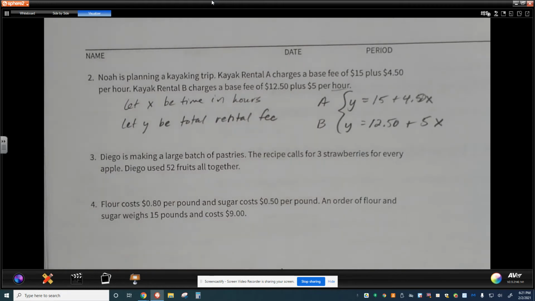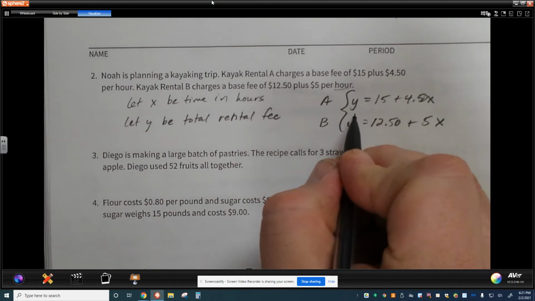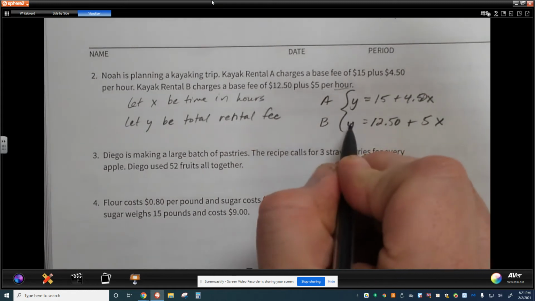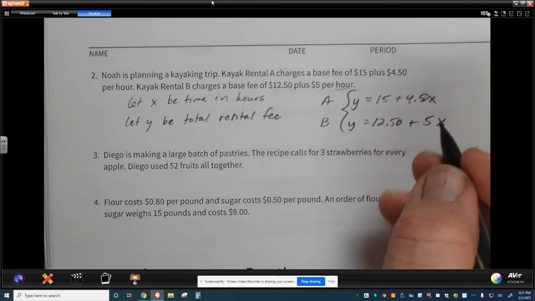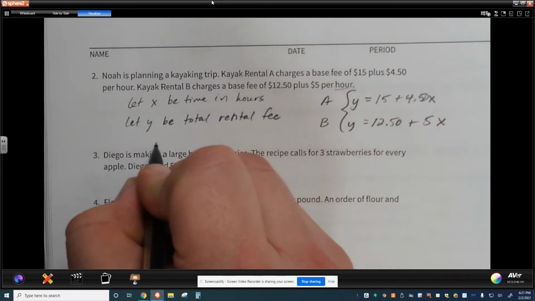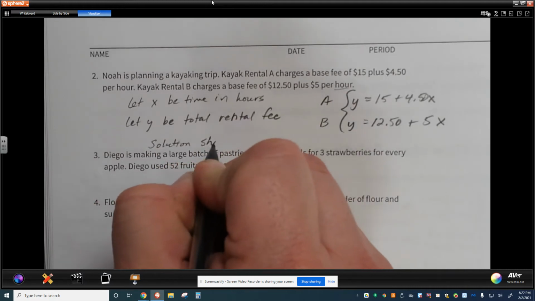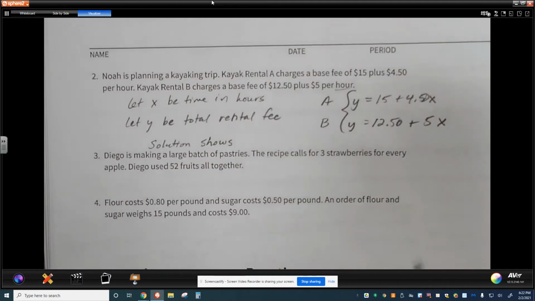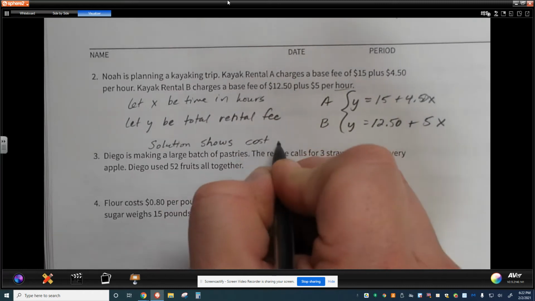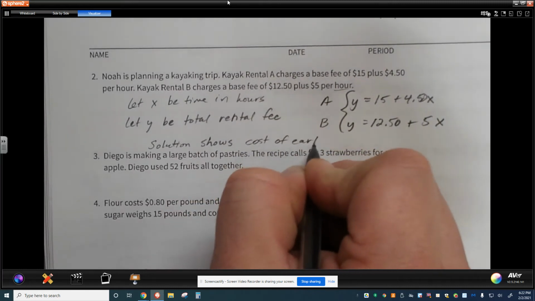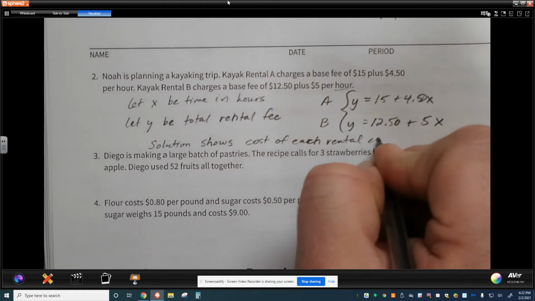And what would the answer be if we were to compare the two of these together? Consider the part that the total costs are going to be equal and that the time is going to have to be an equal value. And so the solution shows the cost of each rental company at the same time.